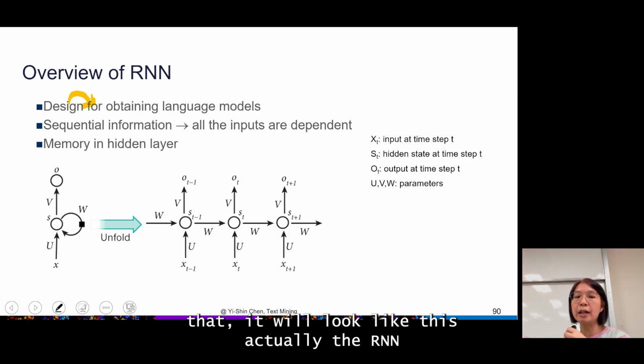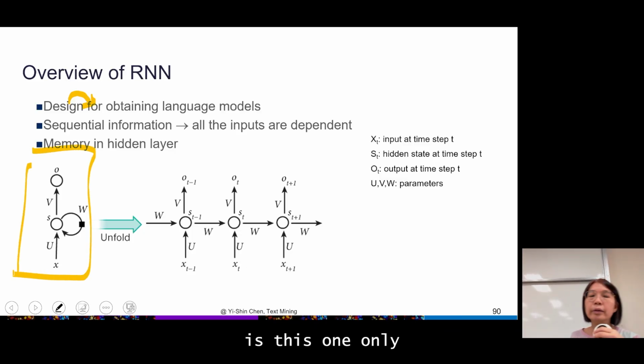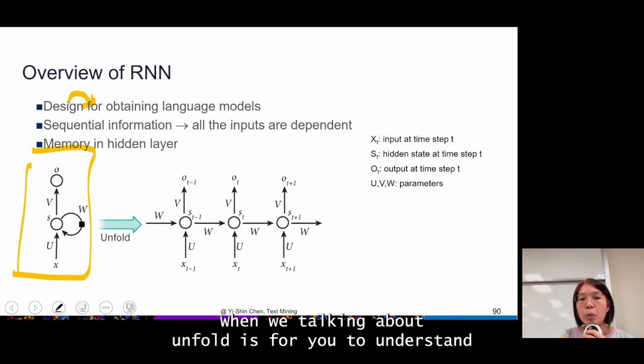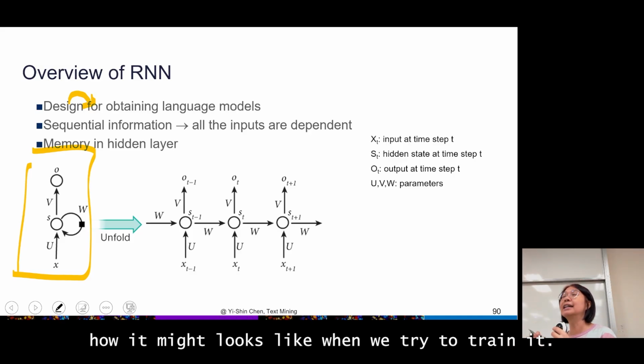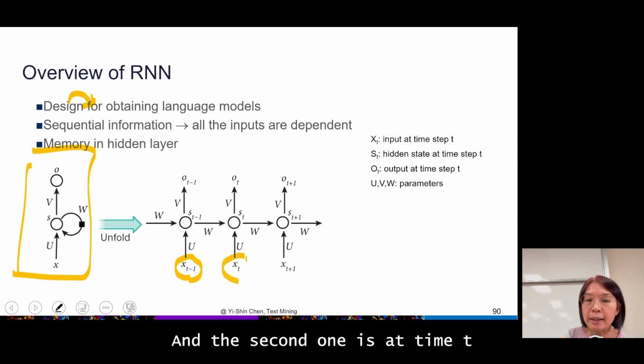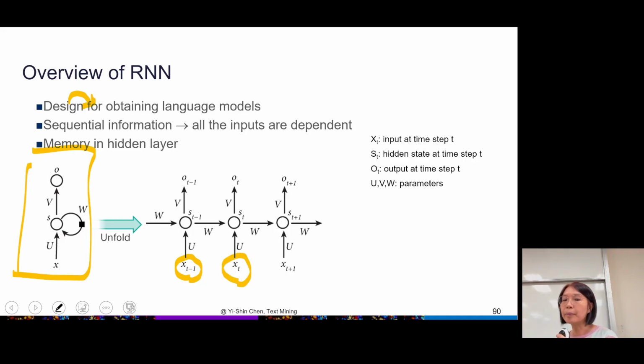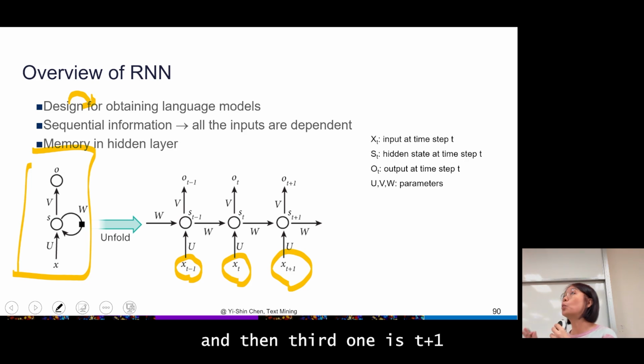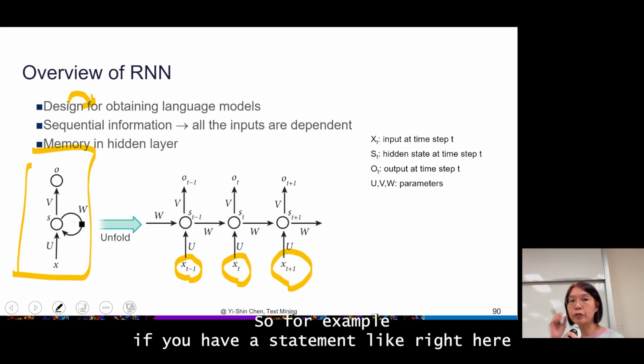If I illustrate that, it will look like this. The RNN is this one only. When we talk about unfolding, it is for you to understand how it might look when we train it. The first one is at time t minus 1, the second one is at time t, and the third one is t plus 1.